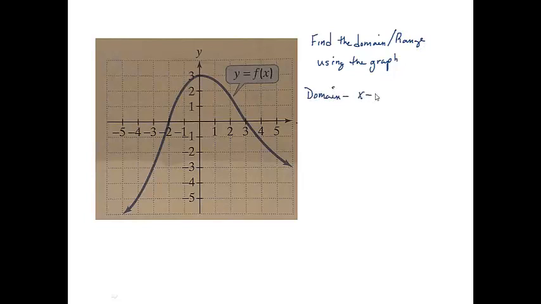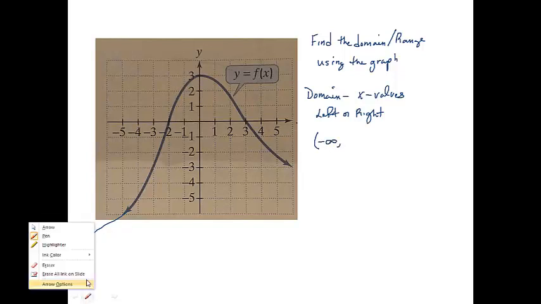And remember, domain represents the x values. So when x goes left or right, you want to find the leftmost point. But this arrow tells me he's going on forever, right? Where is he going? He's going off to -infinity. Which means the far left point is -infinity. And I don't include -infinity, so I use a parentheses, comma.